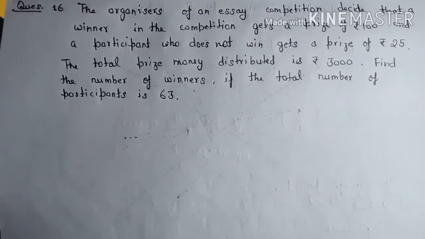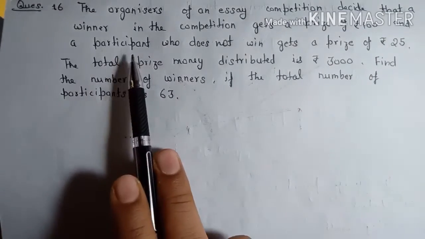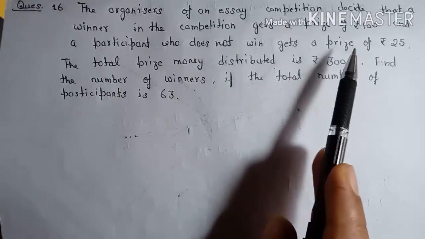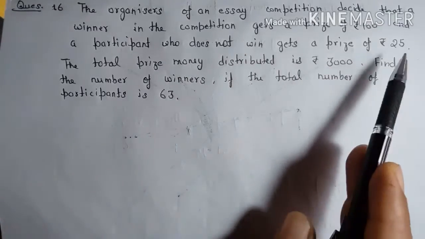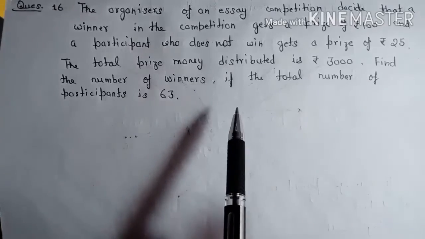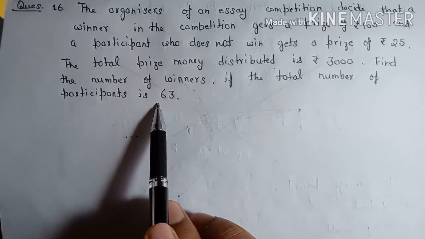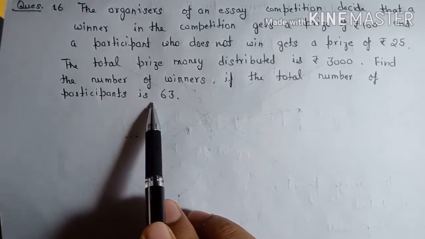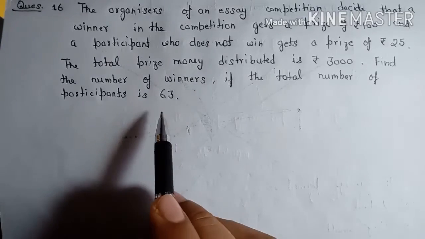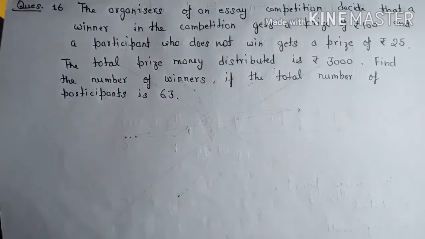Okay. Now we have the last question of this exercise. The organizers of an essay competition decide that a winner in the competition gets a prize of rupees 100 and a participant who doesn't win gets a prize of rupees 25. The total money distributed is rupees 3000. Find the number of winners if the total number of participants is 63. Here in 63 there are winners and all the losers. So you must understand this. Here 63 can make our equation.